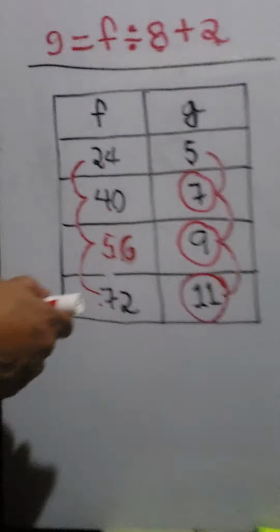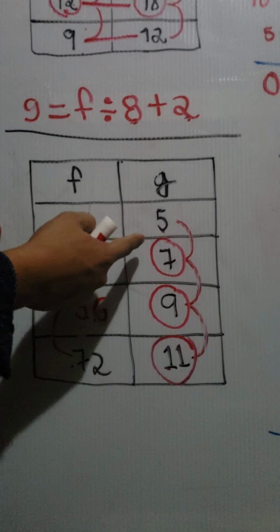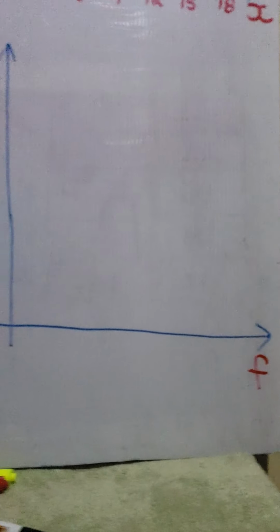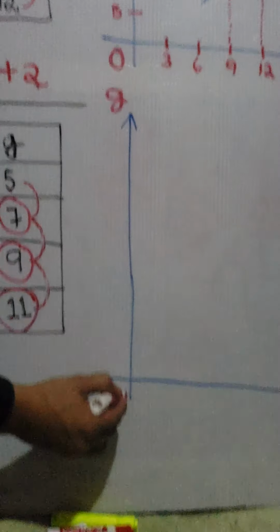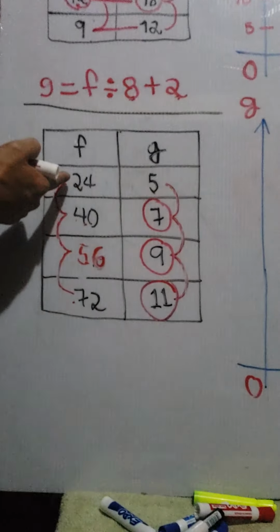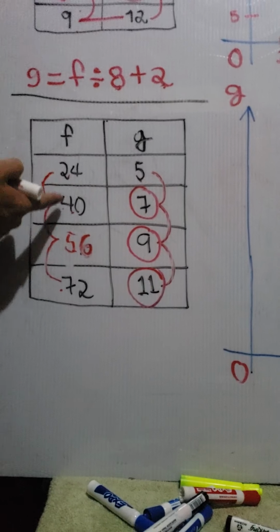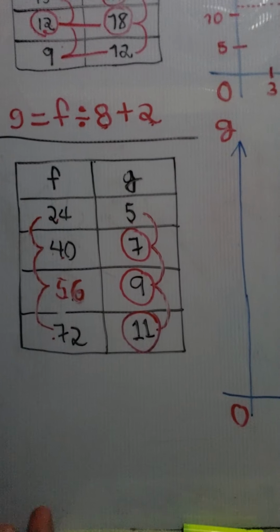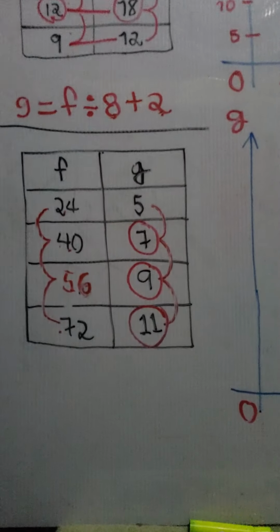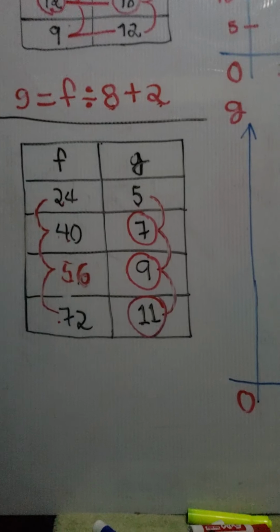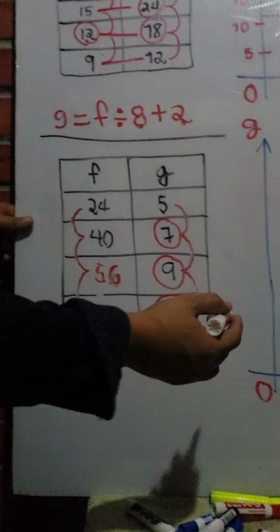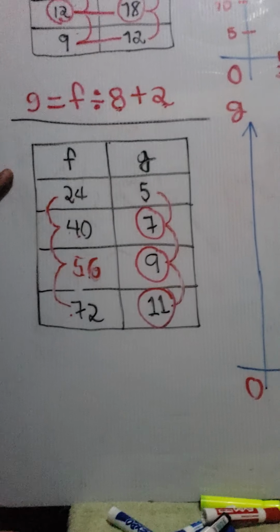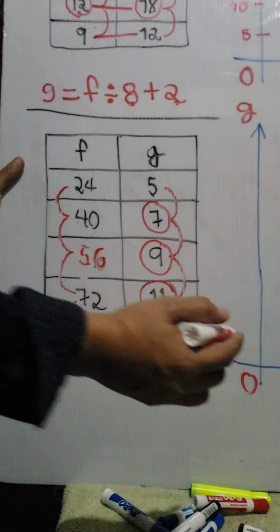Let's do this exercise. See, the F is this horizontal, and the letter G is the vertical axis. This is the 0. And look at these numbers, 24, 40, 56, 72. This looks like the table of 8, right? So you can do it by 8. Or you can do it by 10, can be okay. But I will do it by 8.